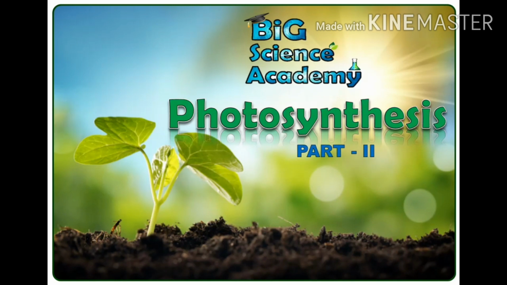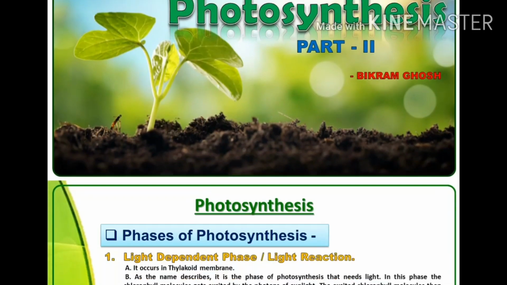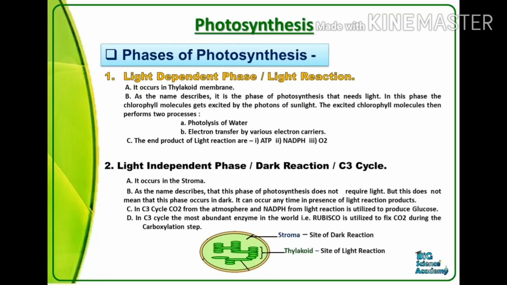In this part 2 video, we will talk about the two phases of photosynthesis. That is the light dependent phase and the second one is the light independent phase. So, let's continue. So, there are two phases of photosynthesis. The first one is the light dependent phase or the light reaction, and the second one is the light independent phase or dark reaction or the C3 cycle, and it is also known as the Calvin cycle.